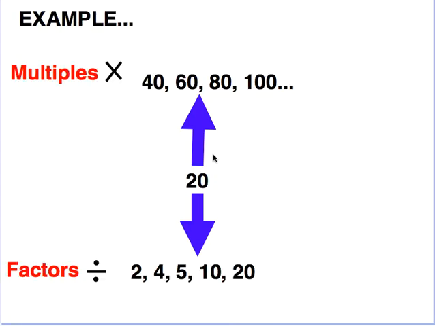So let's take a look at an example. If you have 20, my factors are 2, 4, 5, 10, and 20. Also 1. 1 would be a factor. My multiples would be 40, 60, 80, and 100.